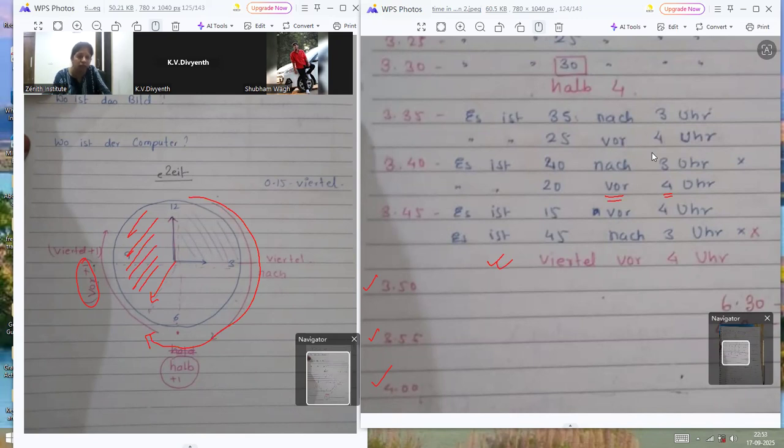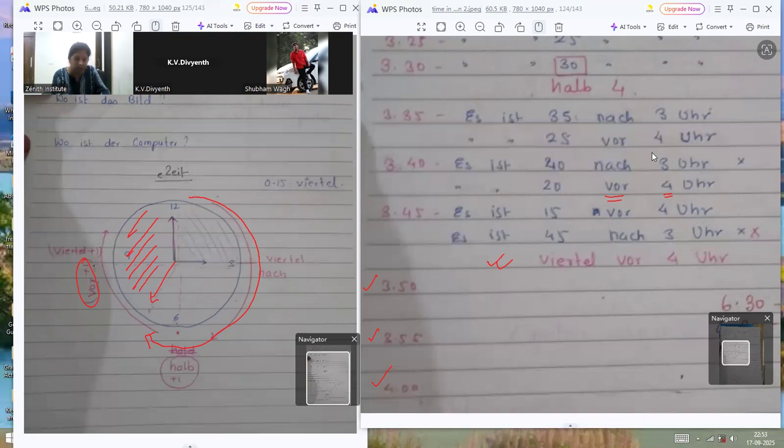Divyant, what did you write for 3:55? I have a doubt, ma'am. Is it "vier" or "fier"? V sounds as F, no? But we say it like "vier". They say "fier" only. On the first day I taught you that only. Check your notes. First or second day when I taught you, V sounds as F. That is the first thing I normally teach. Yes, ma'am, you taught like that. Remember? Yes, ma'am.